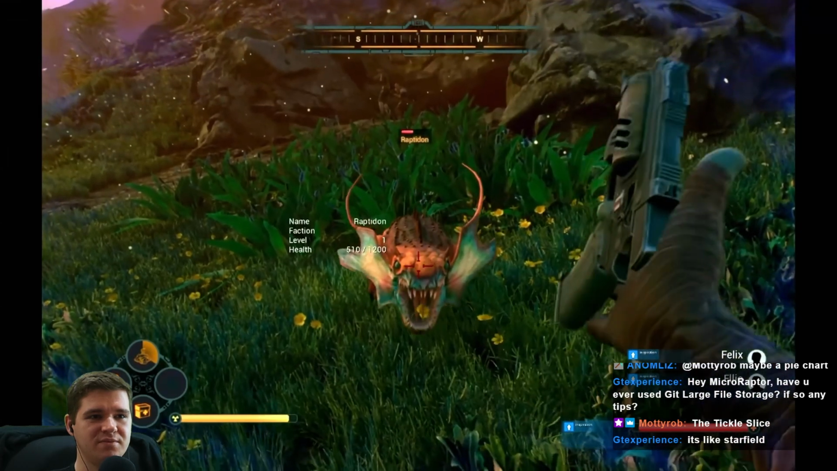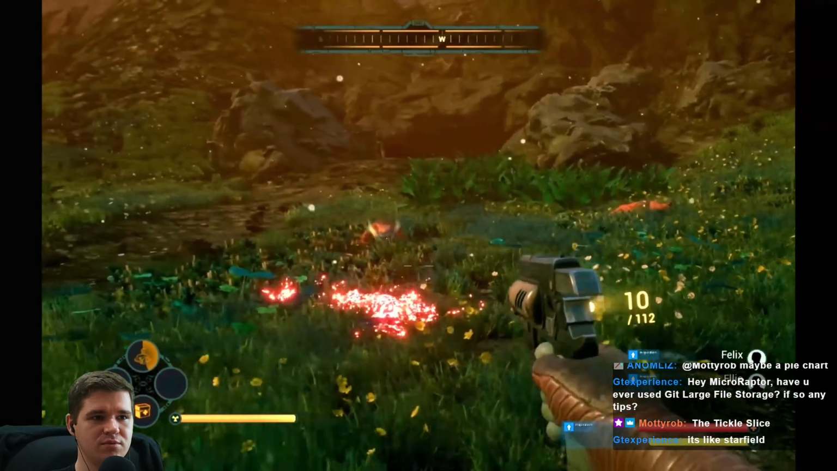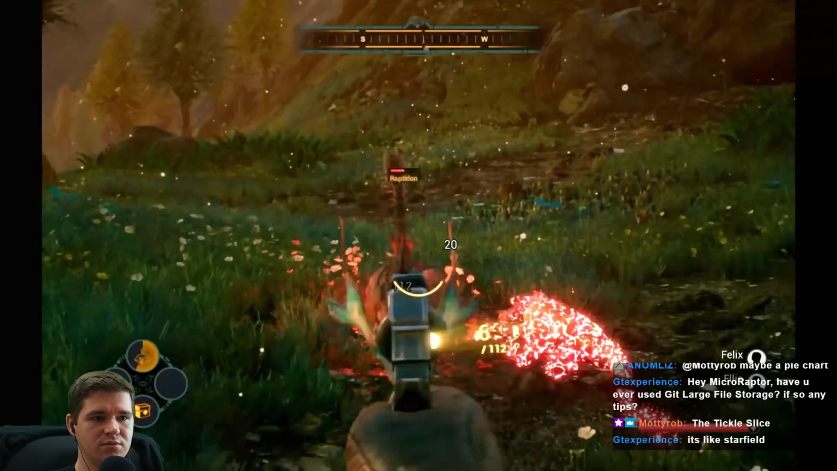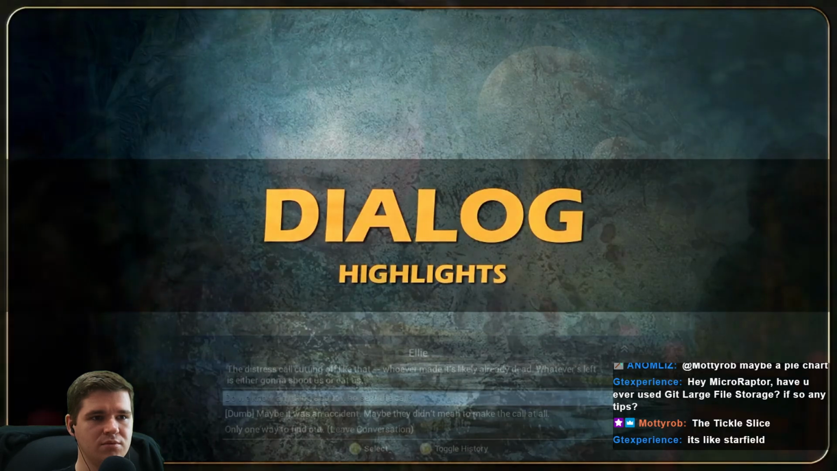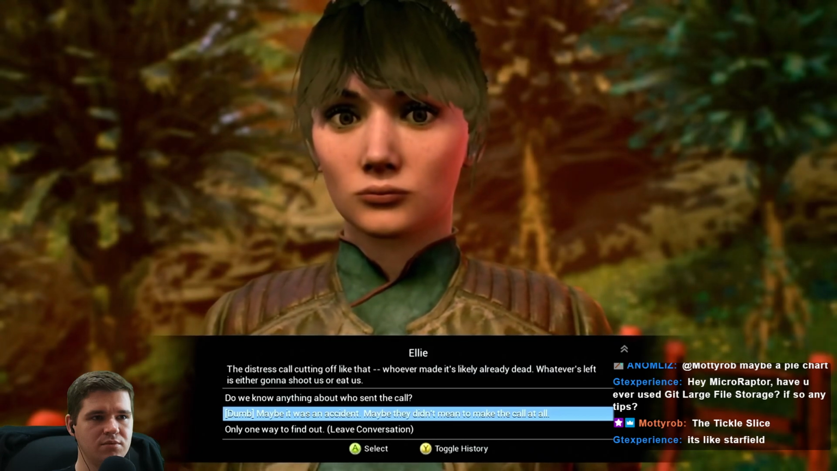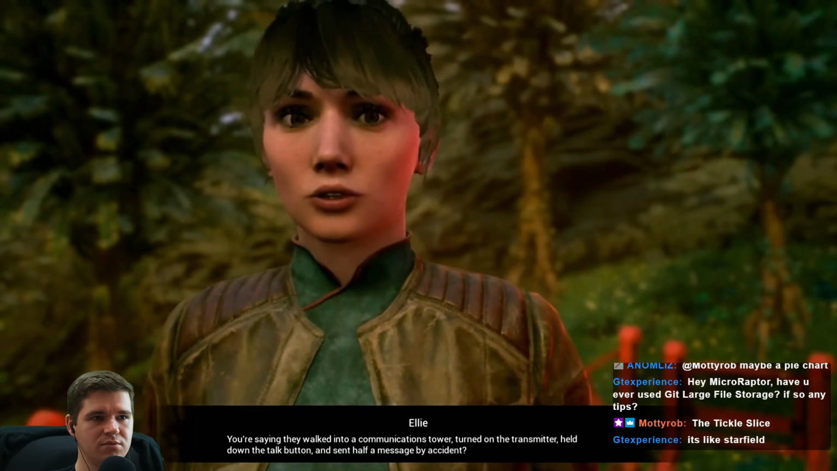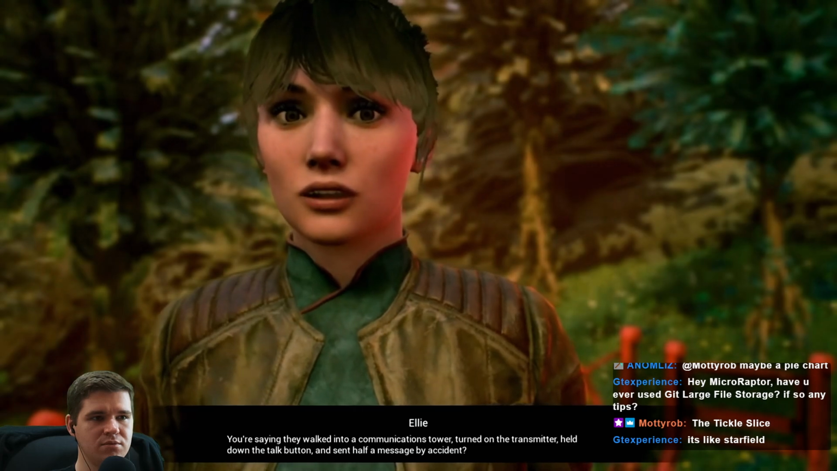Leadership skills can be mixed with stealth, called shots, melee, and any of the other player abilities. The dialogue archetype focuses on manipulating other NPCs through conversation choices and dialogue combat abilities. You're saying they walked into a communications tower, turned on the transmitter, held down the talk button, and sent half a message by accident?